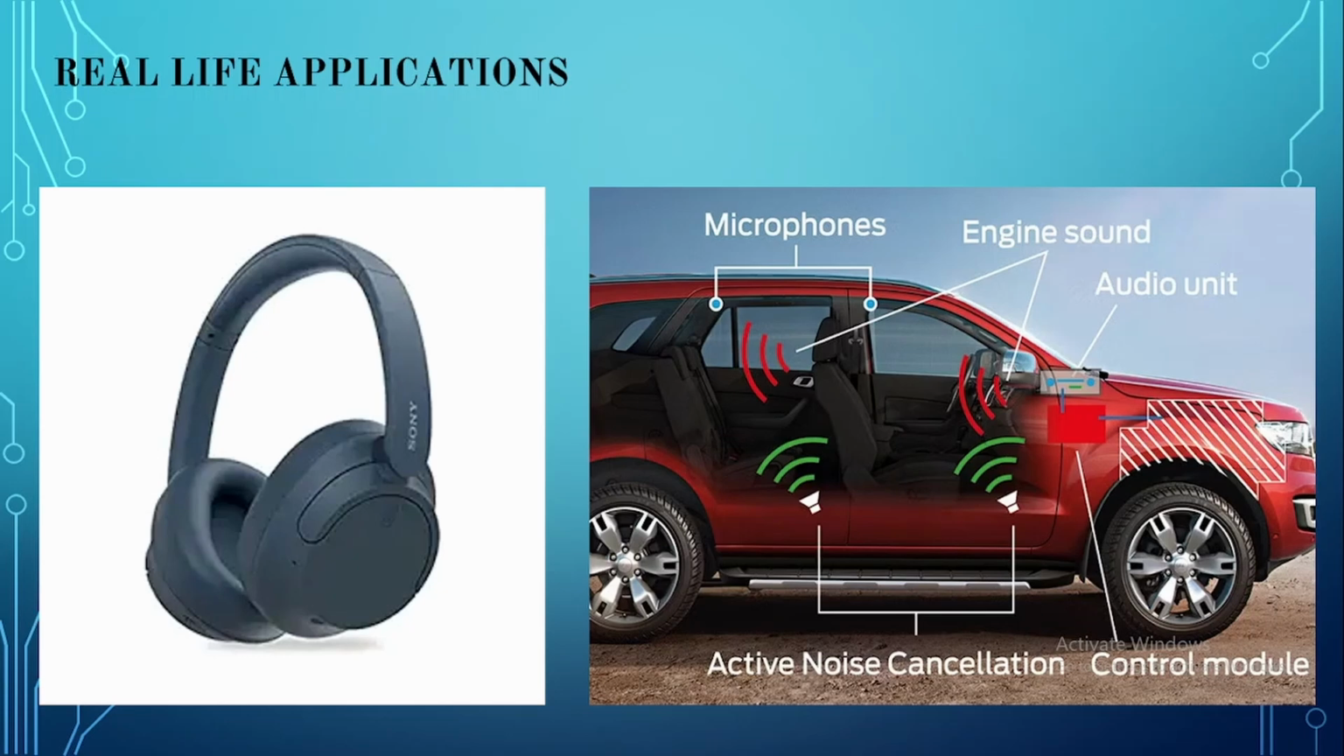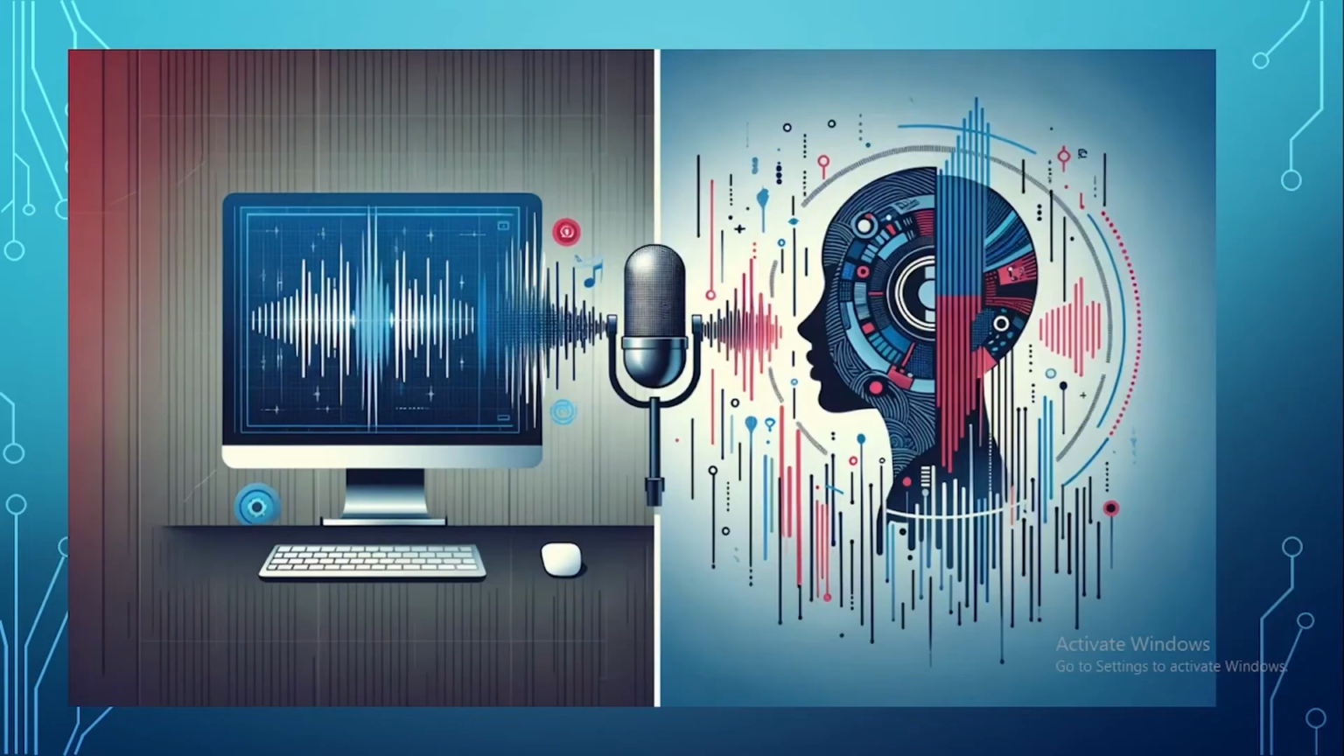Sixth is automotive noise reduction. In cars, adaptive noise cancellation reduces in-cabin sound from the engine, roads, and wind, creating a quieter and more comfortable ride. Each of these applications uses a similar noise cancellation technique to what we have demonstrated, highlighting how adaptive filtering improves clarity and communication across different scenarios.